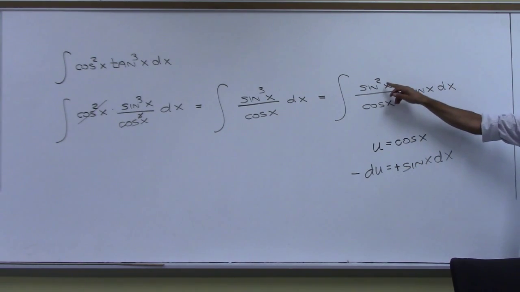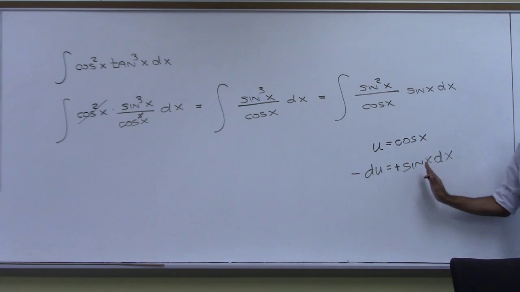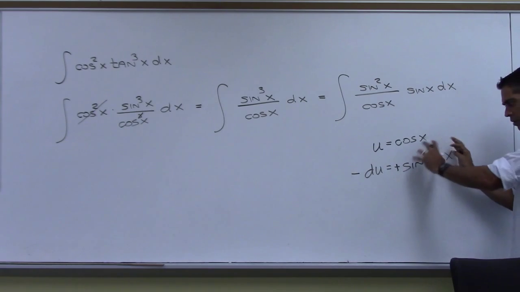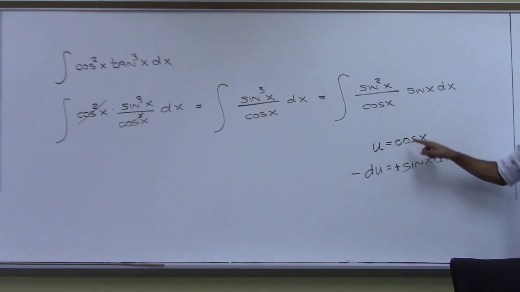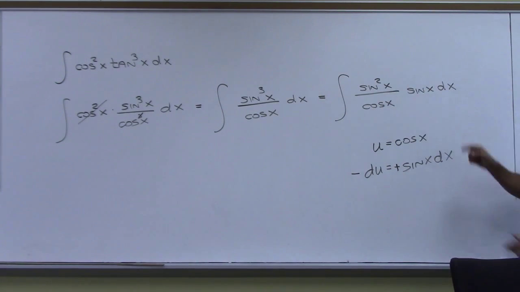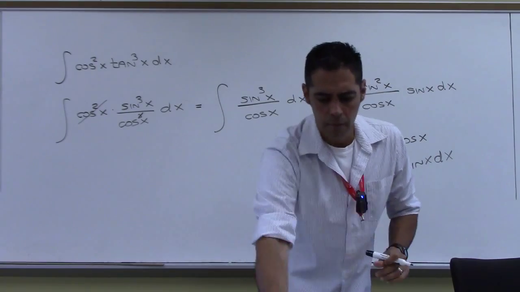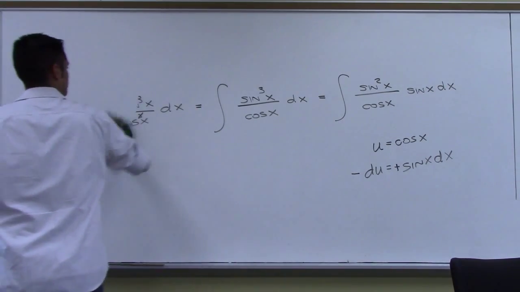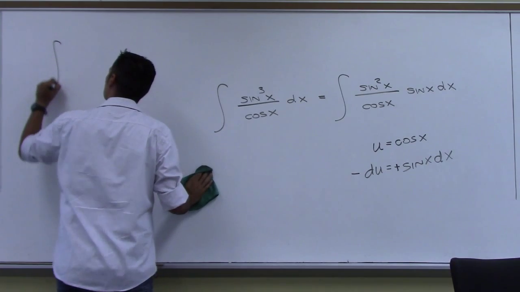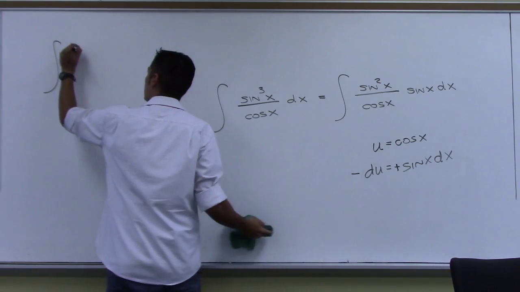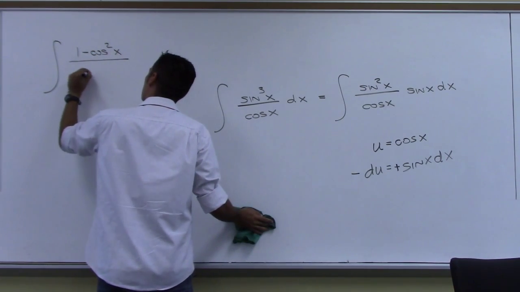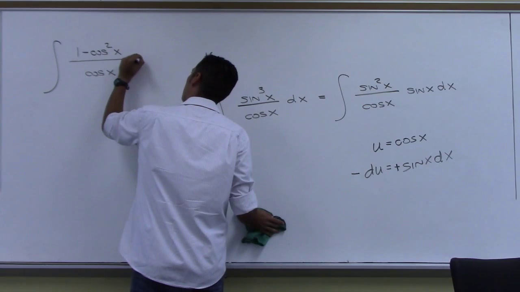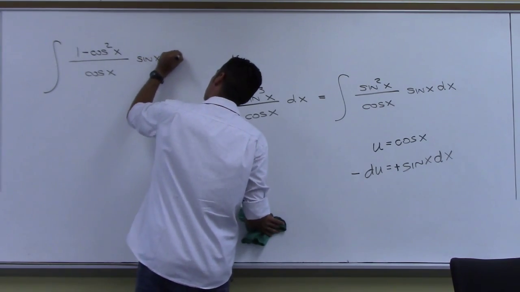But for sine squared, just so y'all are clear, you never square both sides here and say that sine squared dx, that whole thing squared, is du squared. You don't mess with that. But I can get sine in terms of cosine using the Pythagorean identity. So if I rewrite this problem, the integral has sine squared turn into 1 minus cosine squared x over cosine x, and then sine x dx. That's where I am.